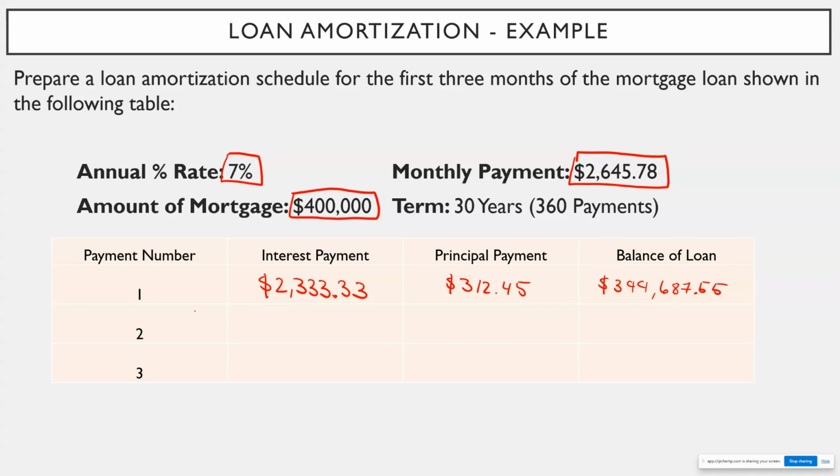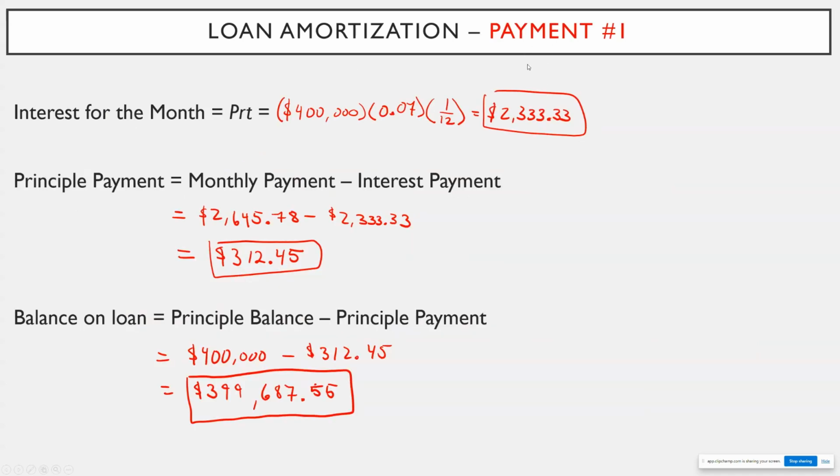Now let's repeat this process for the second payment. The numbers are going to change because the balance on our loan has changed, and they're going to change slightly, you'll see. This was for payment number 1. Say we started in January. Now let's go to our February payment.